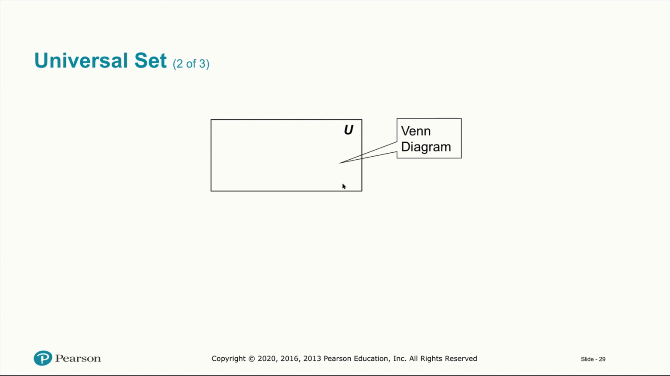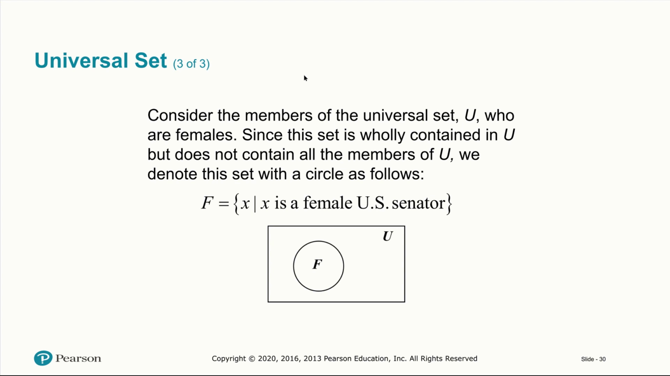So there is our universal set. Now suppose we want to represent the subgroup of this set, which is all the female senators. Then what we would do in this manner is we would put a circle inside our universal set, and then we would label it. Now, sometimes they put the labels inside like this, or sometimes they're written right outside as well, in this case, right above. So either case is used often.